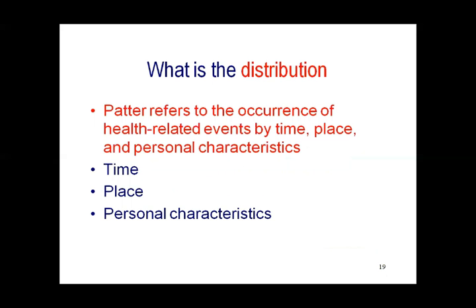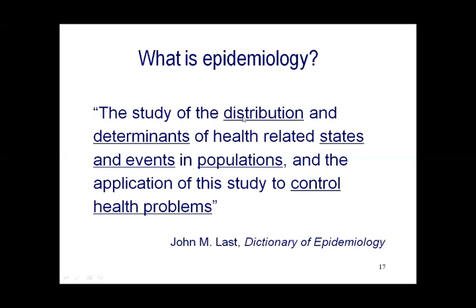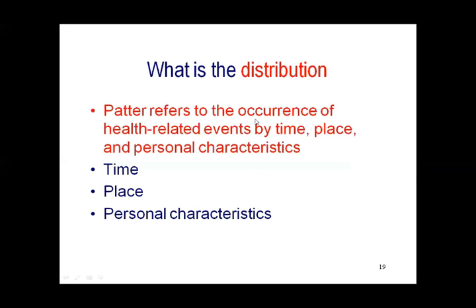So the first thing here you can see is distribution. Let's see, what is distribution? It refers to the pattern of occurrence of health-related events by time, place, and personal characteristics. So distribution is simply the pattern of events, like the time, place, and personal characteristics.